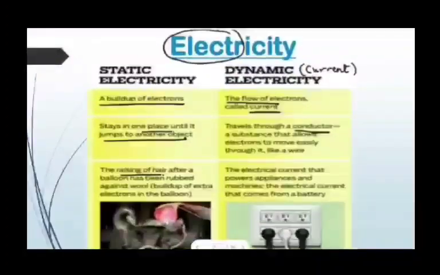So this is nothing but building up of electrons. And in dynamic electricity, the electrical current powers appliances. So there is a push. These electrons are pushed across a circuit. I will give you the proper definition of circuit as well. The electrical current is pushed around the loop or the circuit, and that's how it powers appliances and machines, and that's how machines start working. The electrical current comes from a battery.